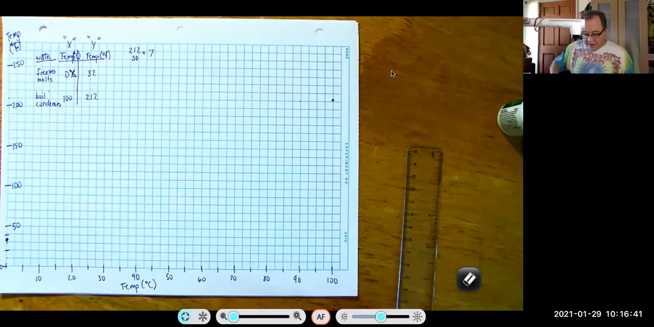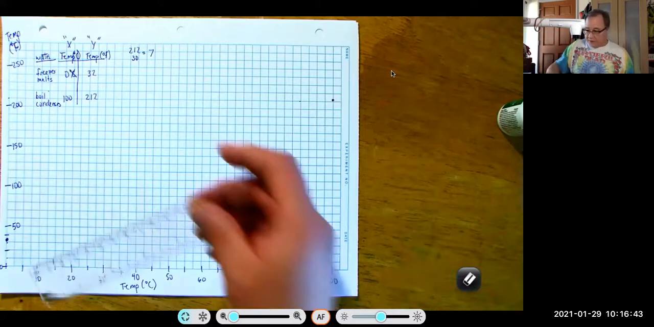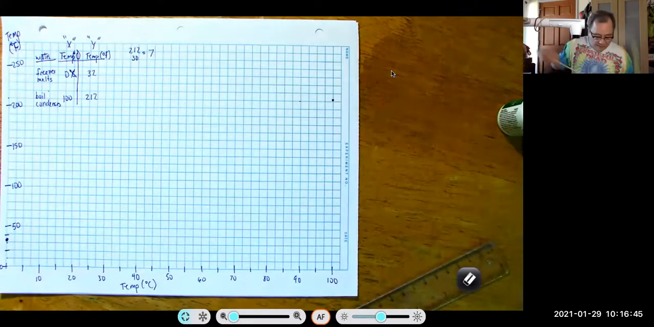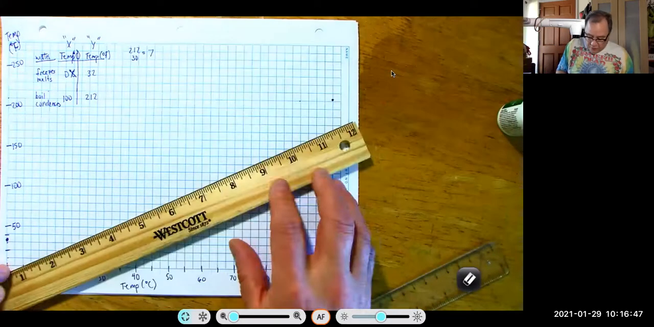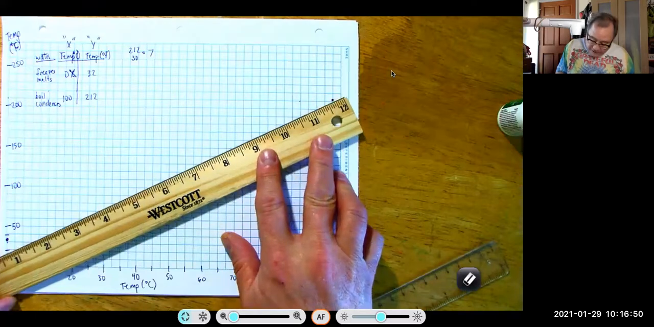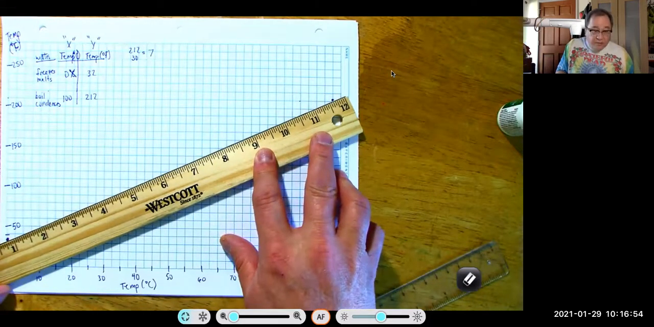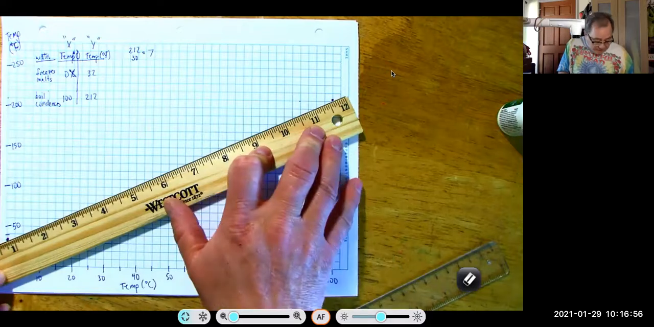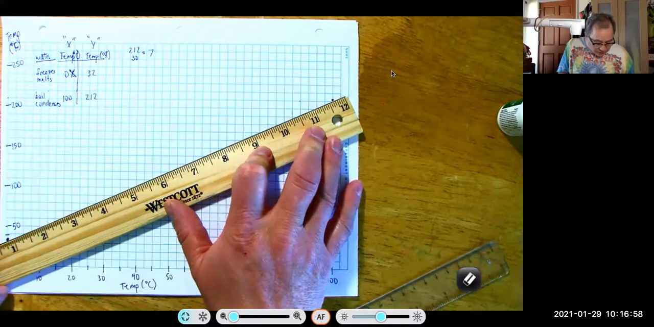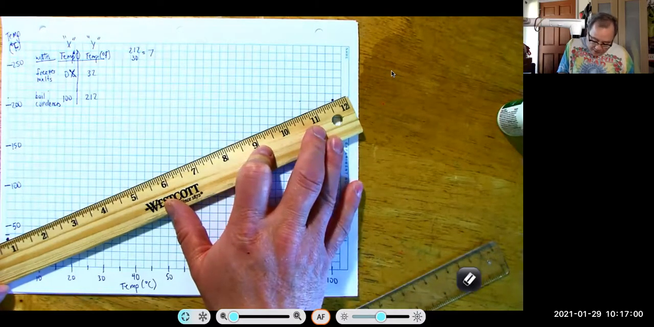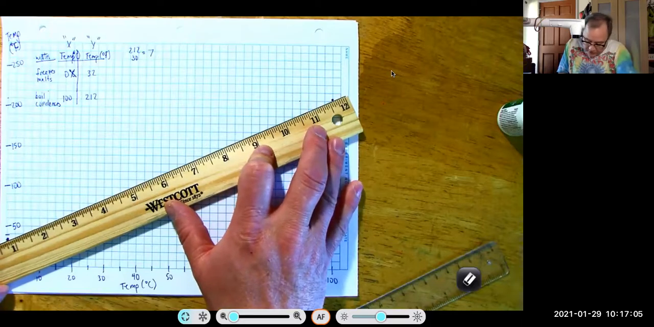And unfortunately, I don't have a clear ruler that's long enough to draw a line. So I've got to pull out my wooden ruler. We're going old school here.